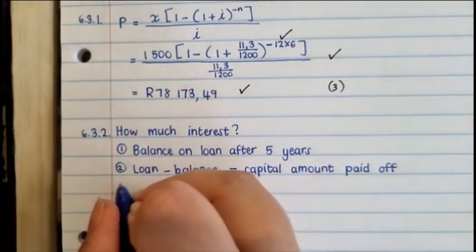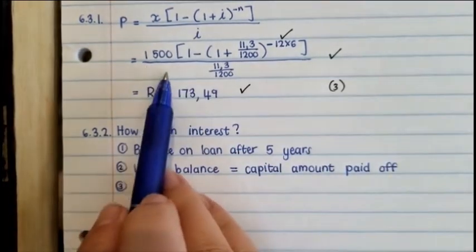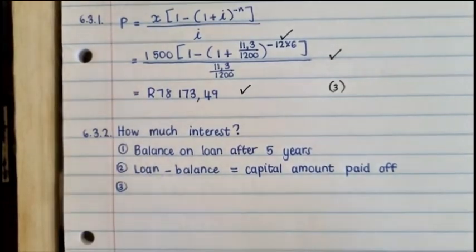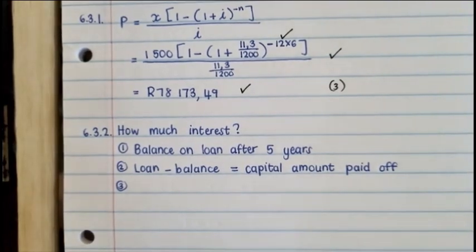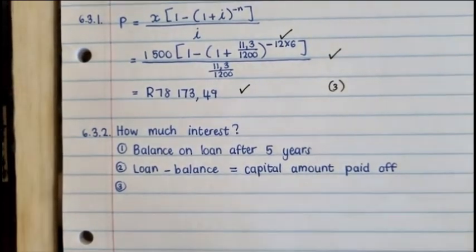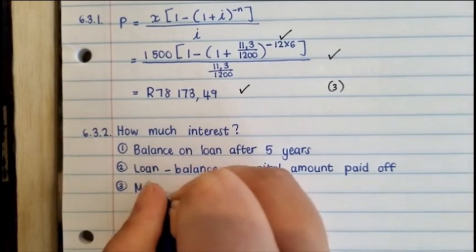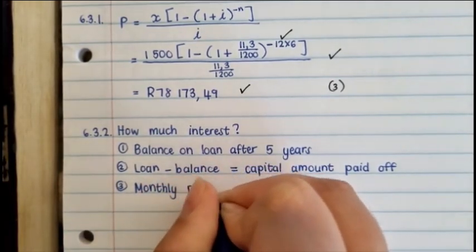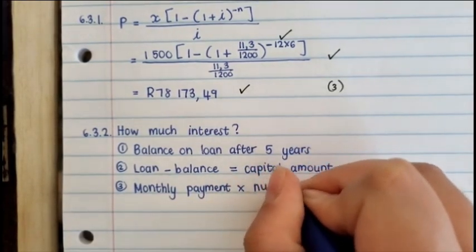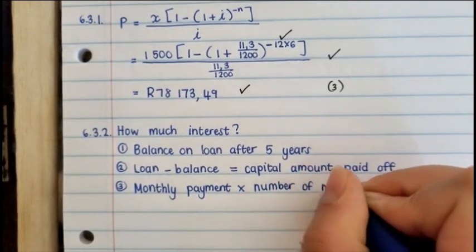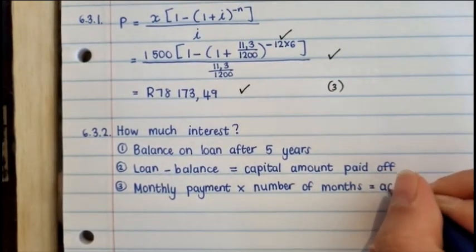Okay, once you have that, your third step is going to be to calculate how much she actually paid. We know the monthly payments are 1,500 Rand. We can calculate how much Mpho has paid after 5 years in total. And we know that that amount that she's paid includes capital and interest. All right, so the third step is going to take your monthly payment multiplied by the number of months and that is equal to actual amount paid.